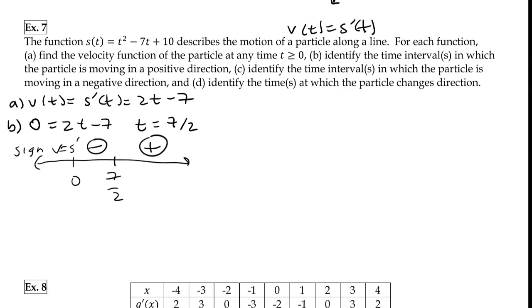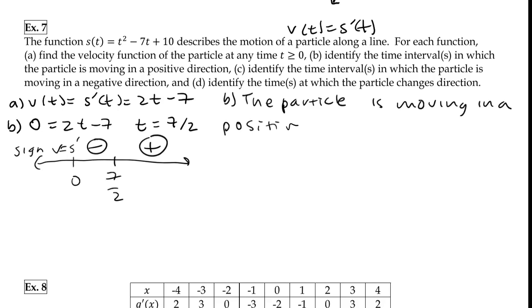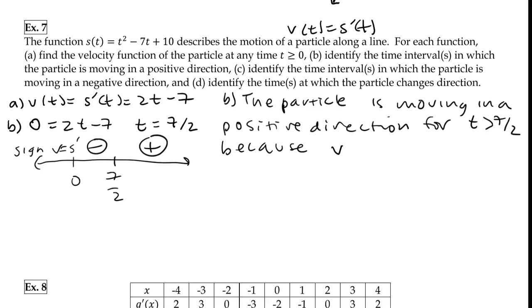Okay, so what we can say for B, the particle is moving in a positive direction for t greater than 7/2. Why? Because velocity was greater than 0. What's another thing for velocity? S prime. Remember, we want to show them that we know what velocity is.